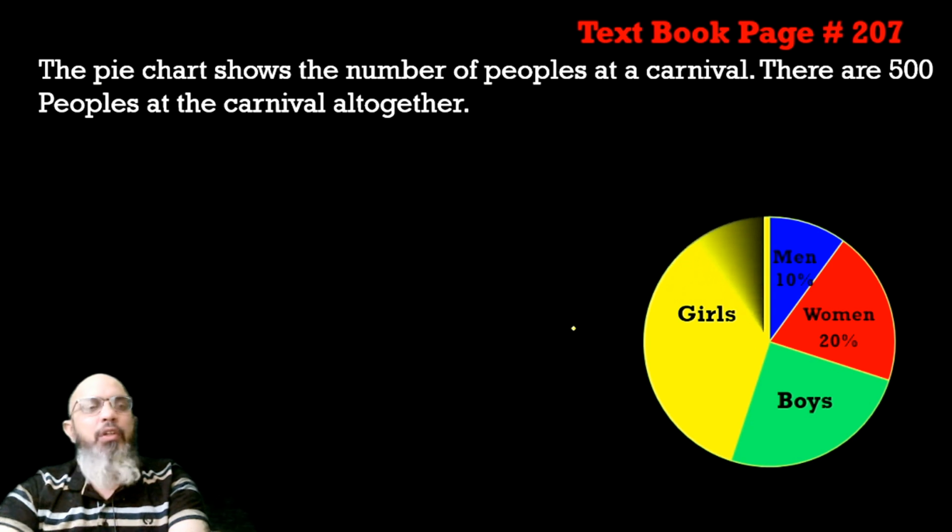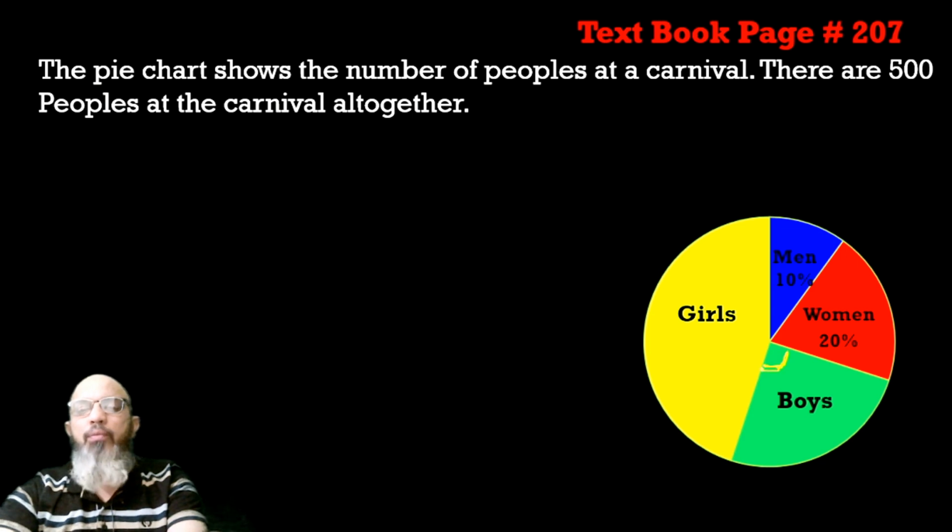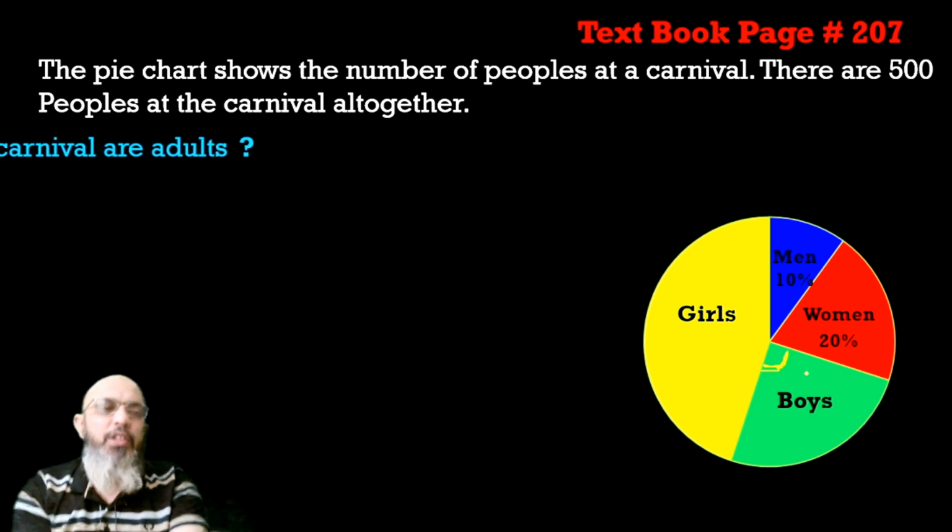Now your textbook question, that is from page 207. The pie chart shows the number of people at a carnival. There are 500 people. Out of 500, the women are 20%, men are 10%, and boys are 1/4. Boys are 1/4 because it is making a 90-degree angle. So let's see what is the question there.